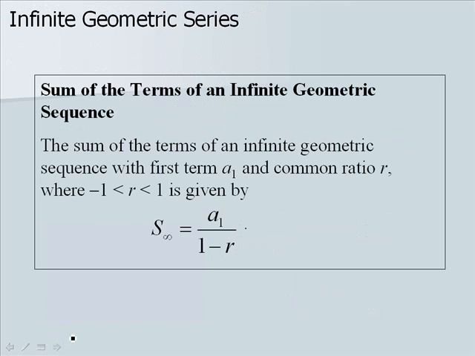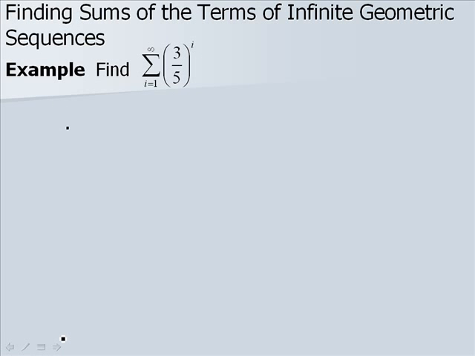The sum of the terms of an infinite geometric sequence with first term A1 and common ratio R, where R is between -1 and 1, is given by S infinity equals A1 over 1 minus R. So let's look at finding the sums of the terms of infinite geometric sequences. We want to find the summation from i equals 1 to infinity of (3/5) to the i.